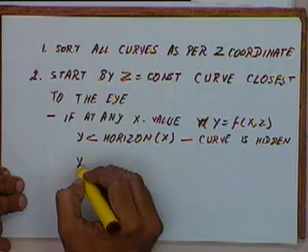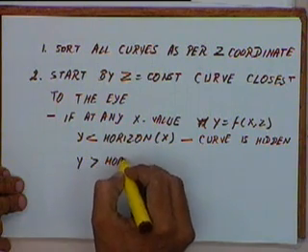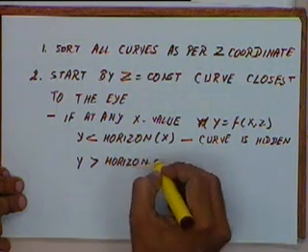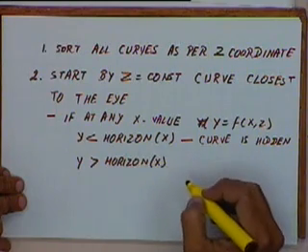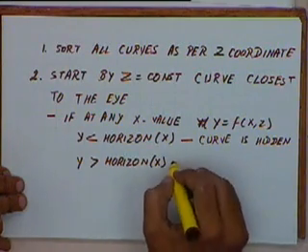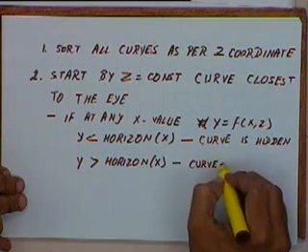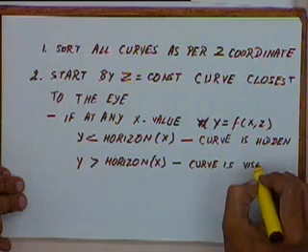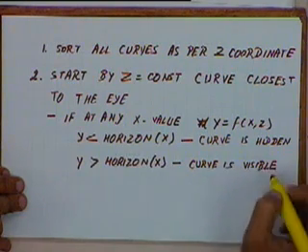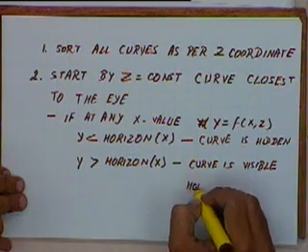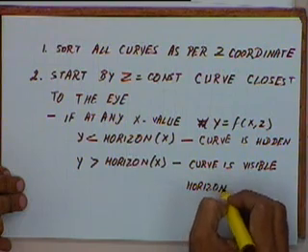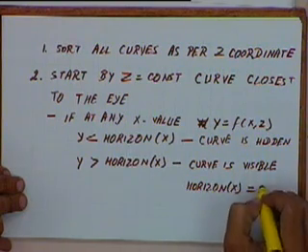And if the y value is greater than the horizon of x, then we will say that the curve is visible, we will display the curve, and we will update the horizon. Let us say horizon of x will be equal to y.